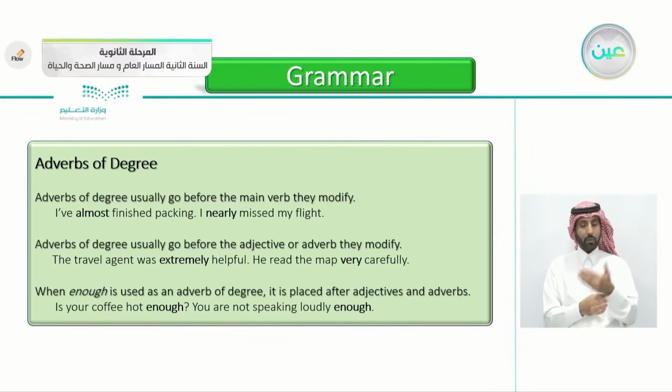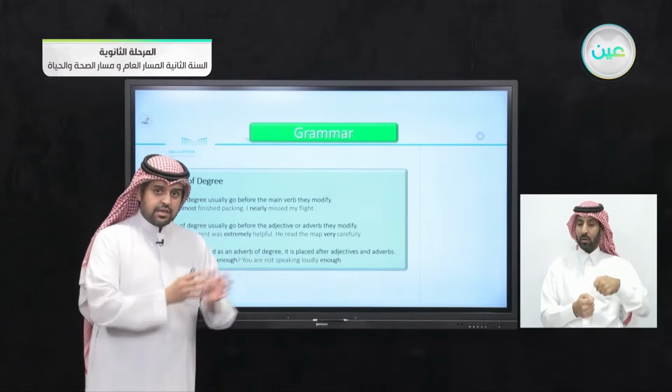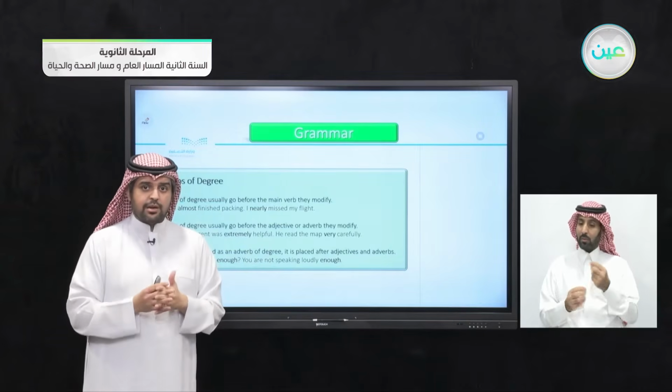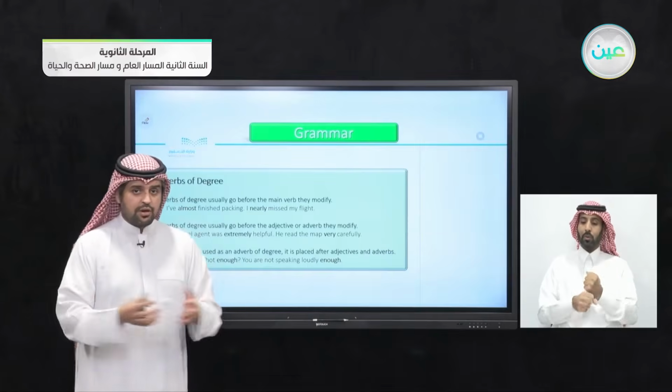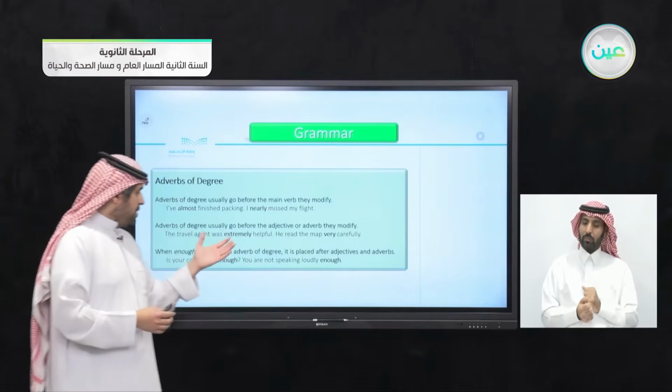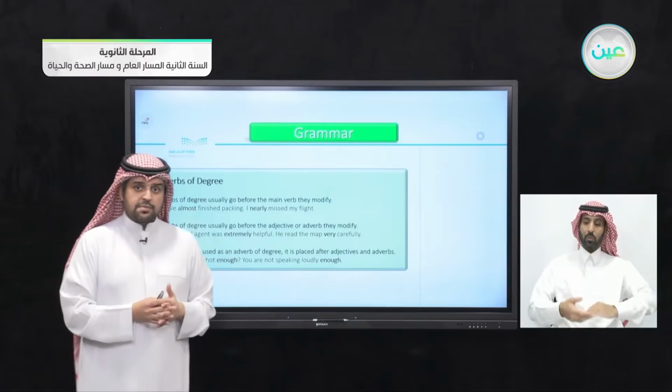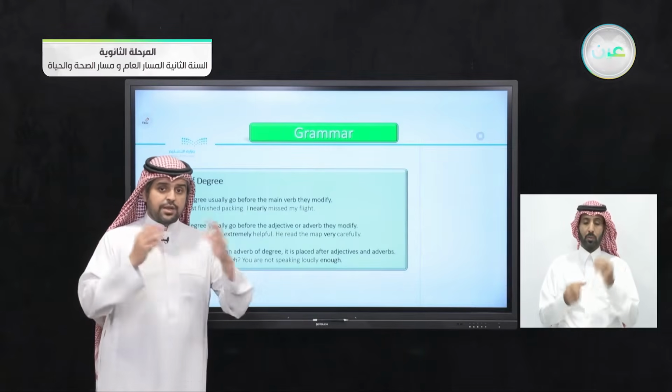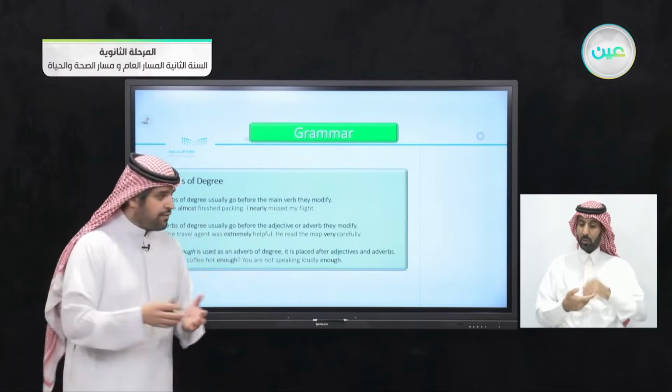The travel agent was extremely helpful. The travel agent, the employee there, was extremely helpful. He did many things for me. If he did one or two things, I would say he was helpful, I want to thank him. But when I say he was extremely helpful, it means that he did too many things for me. He made it easier for me.